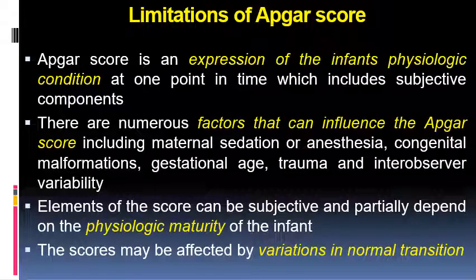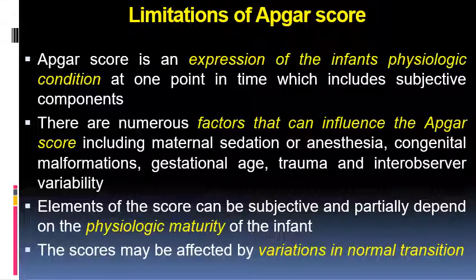So though there are some advantages and positive sides the Apgar score has got, still there are some limitations. Those limitations are: this is an expression of the infant's physiological condition only at one point in time, which includes subjective components. So they are considering that this is just an expression of the infant's physiological status.